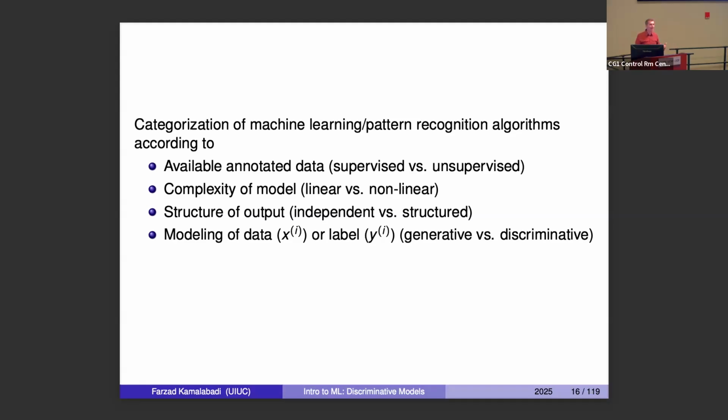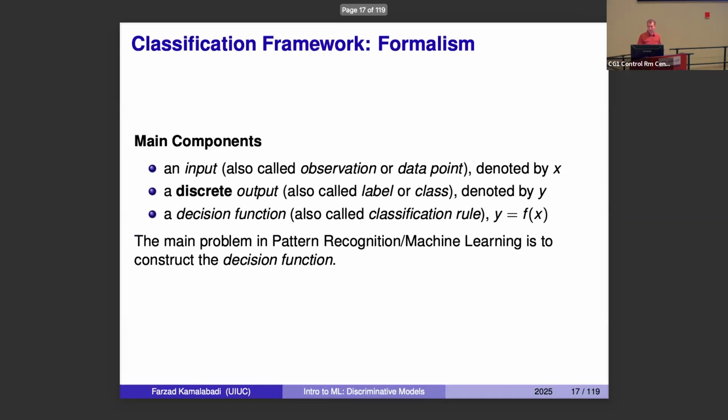If we only have the X_i, we don't have labeled data, that becomes a subject of generative learning, which is a subject of tomorrow's lecture. And if we have (X, Y) pairs, labeled data, that's the subject of today, which we're referring to as discriminative learning.